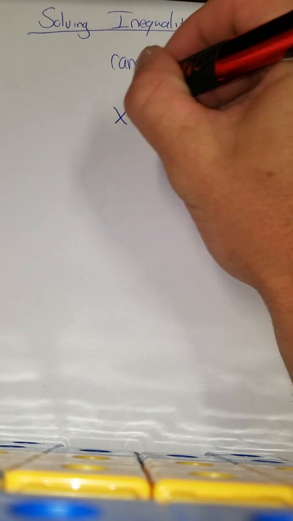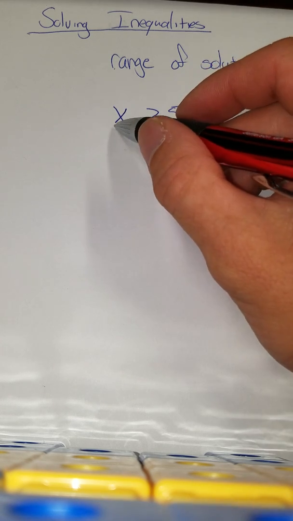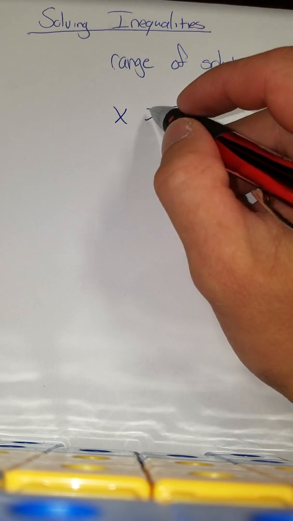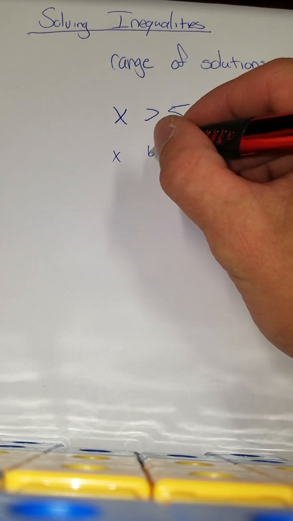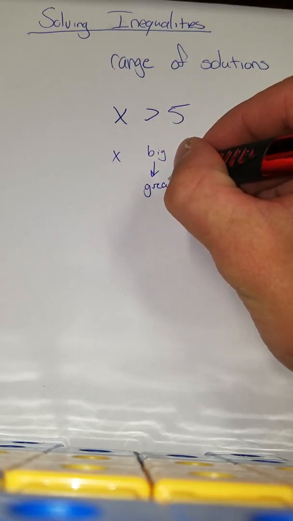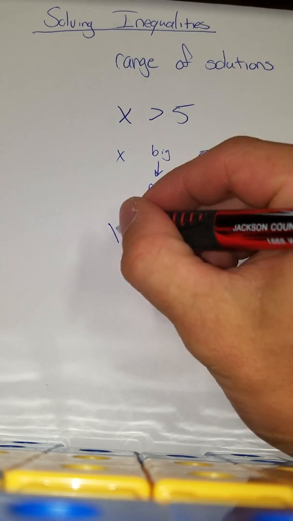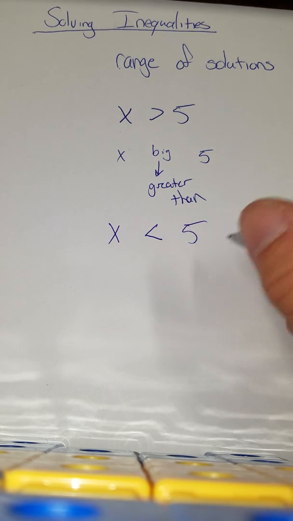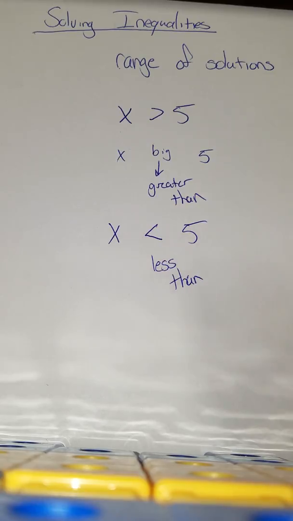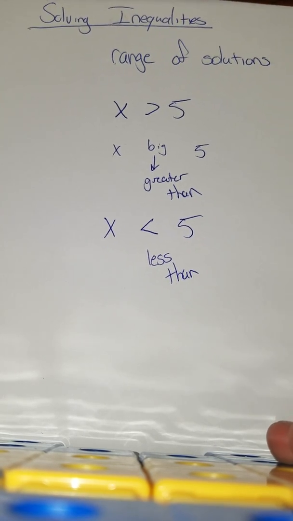Let's say that we have x > 5. First of all, the way that you read it is that you read it from the variable across. So this is x. We hit the big side, so x and then the big side and then 5. The big side means greater than, okay? And then if we hit x, small side, 5, that means less than. Okay, so the small side is less than, the big side is greater than.